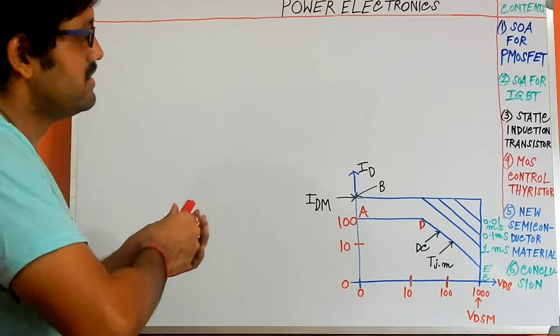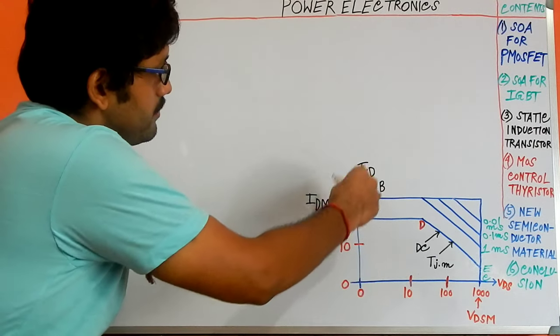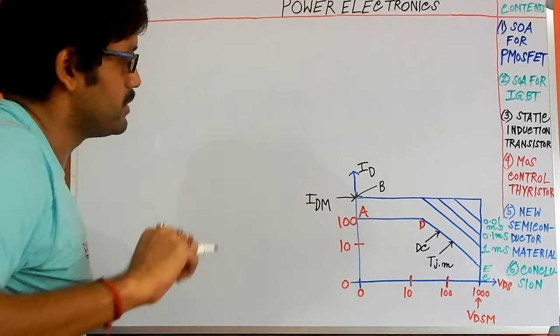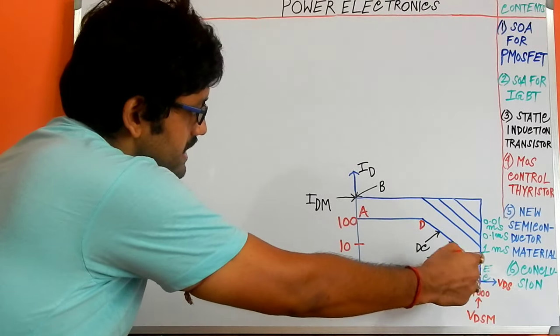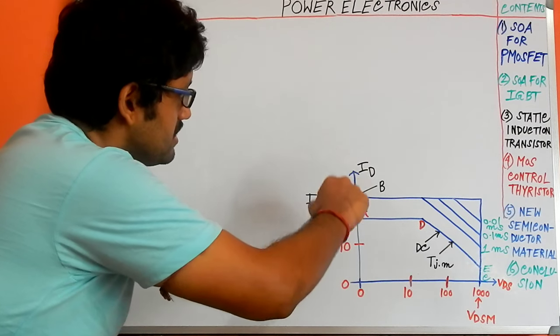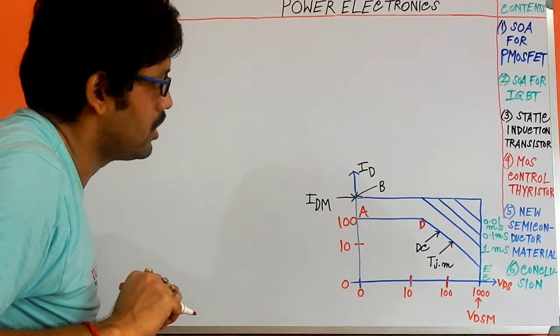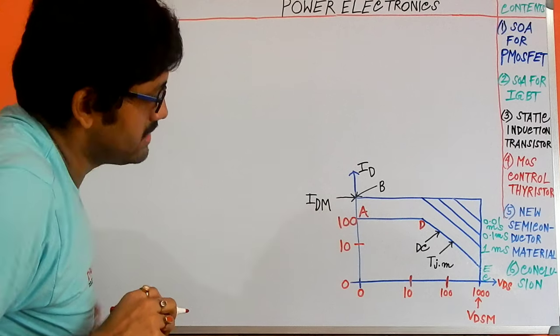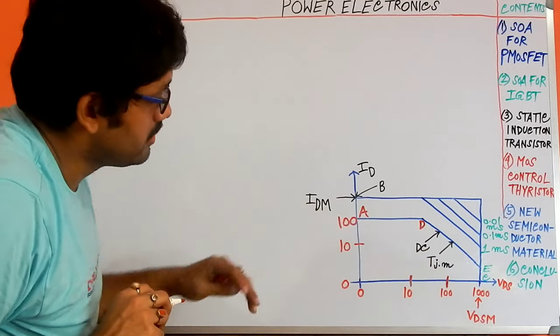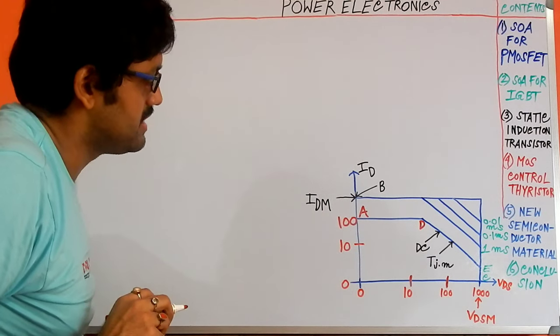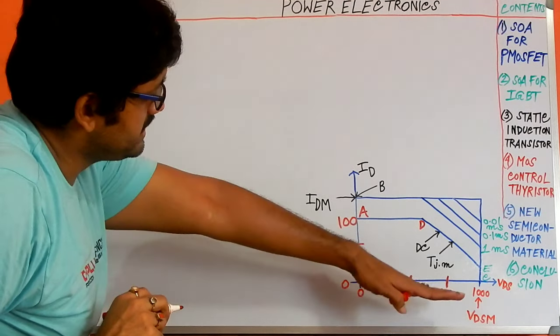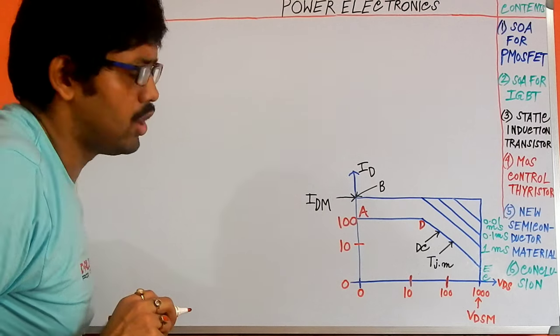So this is the safe operating area for power MOSFET. The x-axis indicates the VDS, and the y-axis the ID or drain current. This is the drain to source voltage. But the only difference is that the VDS and the ID are in the logarithmic scale.